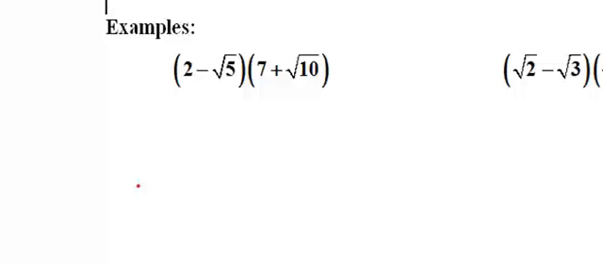Let's work through these examples now. Again, a binomial times a binomial. The first times the first, well, 2 times 7 is 14. The outer times the outer, well, the result is positive. Now, 2 is not under a radical, and 10 is under the radical. We can't push those together. We can just say it's 2 times the square root of 10.